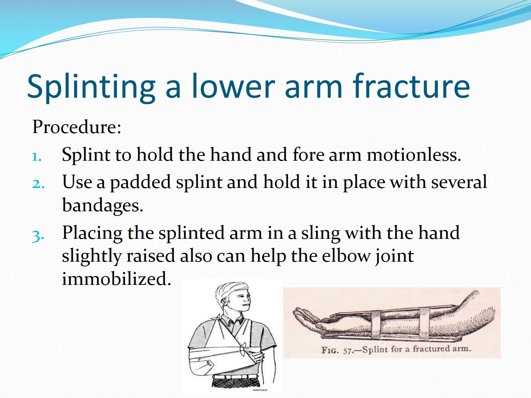Splinting a lower arm fracture. Procedure: splint to hold the hand and forearm motionless. Use a padded splint and hold it in place with several bandages. Placing the splinted arm in a sling with the hand slightly raised can also help keep the elbow joint immobilized.